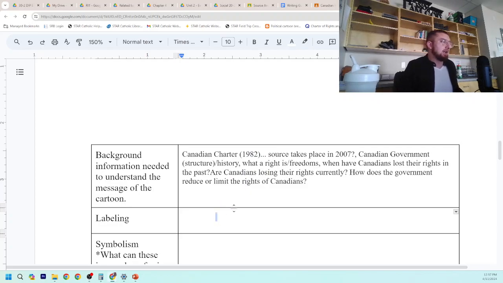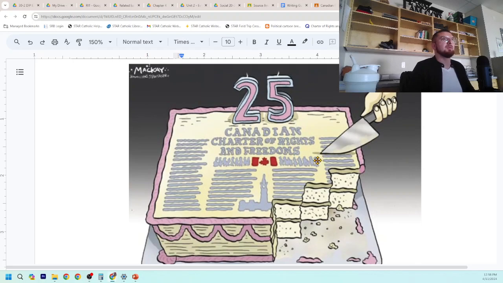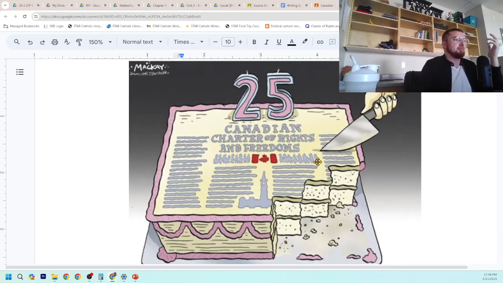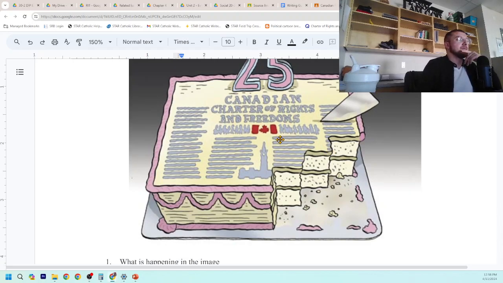Okay, labeling. What kind of labels do we see on our source? Remember, what are labels? Are there any words or any captions on the source? I think you were about to say that? Yeah. Okay, perfect. So what words, what captions do we see on our source? Go ahead. On the cake, it says Canadian Charter of Rights and Freedom. Excellent.